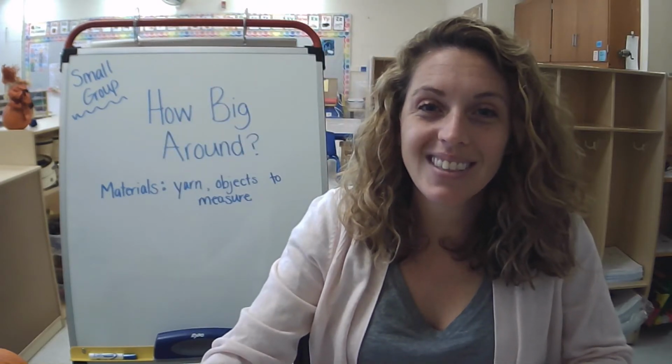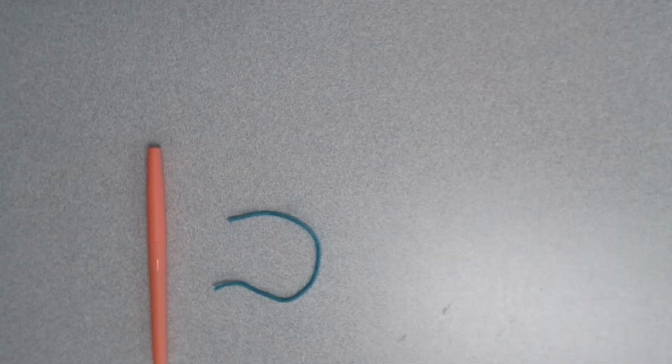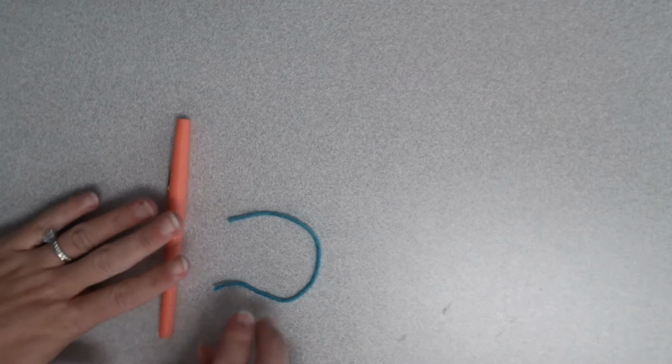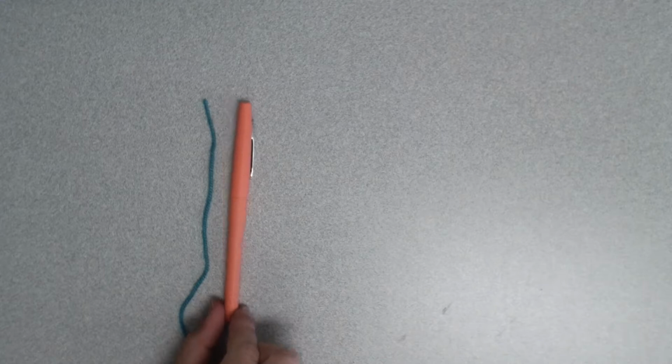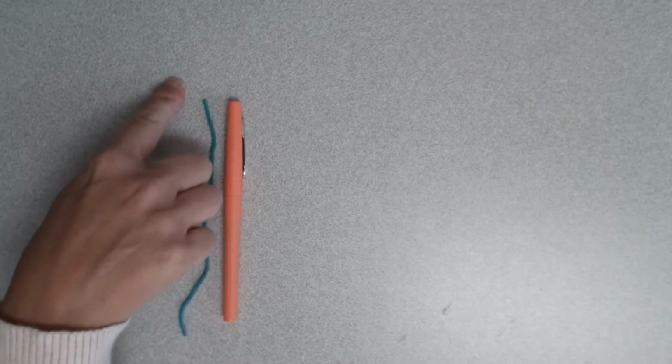Here we go. Okay friends, now that I have my yarn and my objects, it's time for us to get started. Up until now, we've been measuring how tall something is. So here's my marker, and I can say that my marker is this tall. I used my yarn to show how tall my marker is. But today we're going to try something different. Instead of measuring how tall something is, we're going to measure how big is it around.